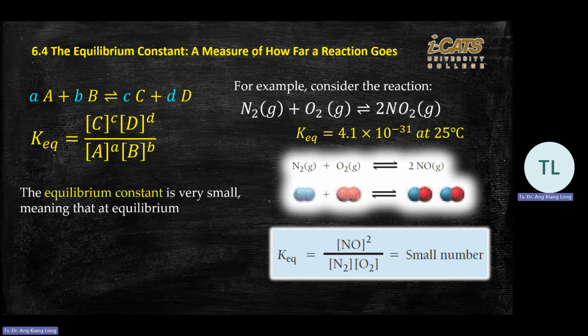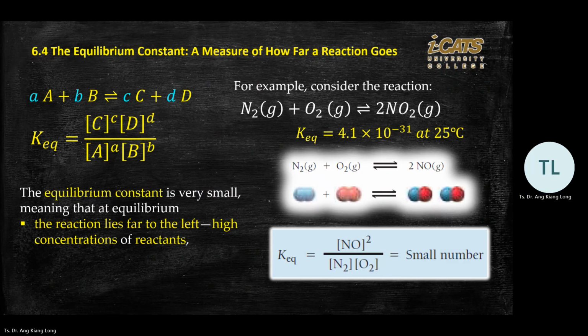So again, if it is a very, very small number, meaning at equilibrium it lies far to the left, with high reactant concentration. It's very small, less than 1.